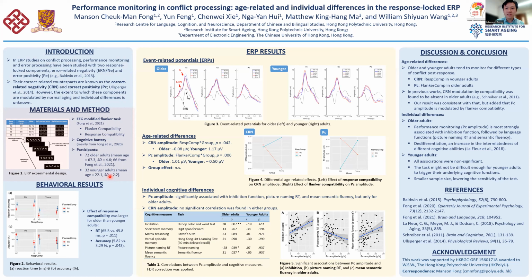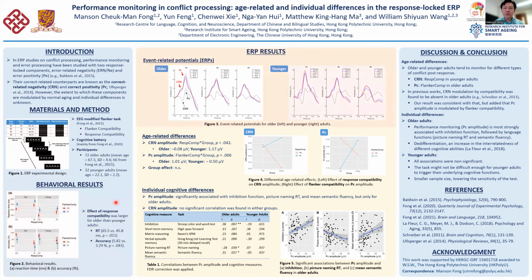Okay, so let's start with our behavioral findings. Here we found that the effect of response compatibility was larger for older than younger adults for both RT and accuracy. The effect of flanker compatibility, in contrast, was similar in both groups.